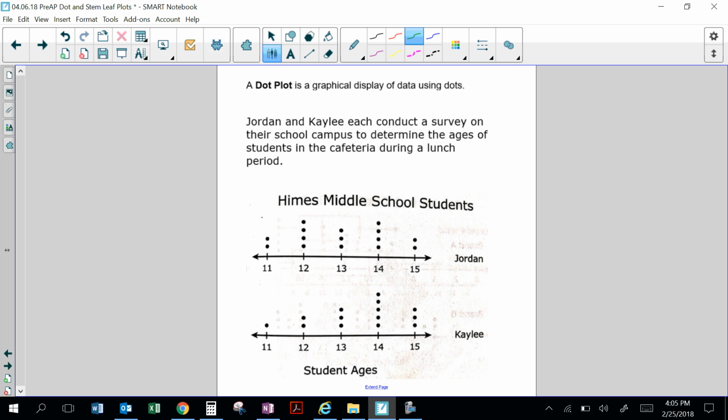Jordan and Kaylee each conduct a survey on their school campus to determine the ages of students in the cafeteria during a lunch period. So Jordan surveyed 1, 2, 3, 4, 5, 6, 7, 8, 9, 10, 11, 12, 13, 14, 15 people, while Kaylee surveyed 1, 2, 3, 4, 5, 6, 7, 8, 9, 10, 11, 12, 13, 14 people. But they're student age. So as I can tell, most people here, it's pretty spread out. Here, more people are leaning towards the right side.